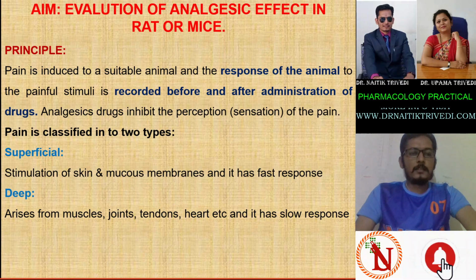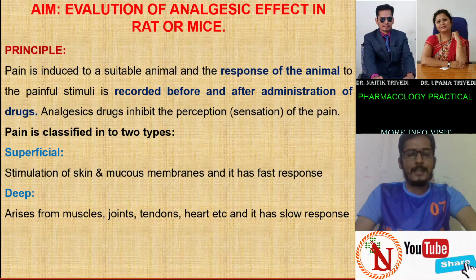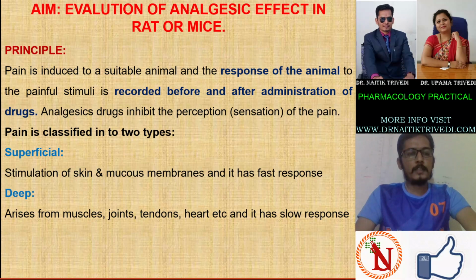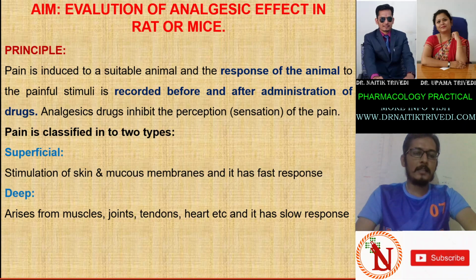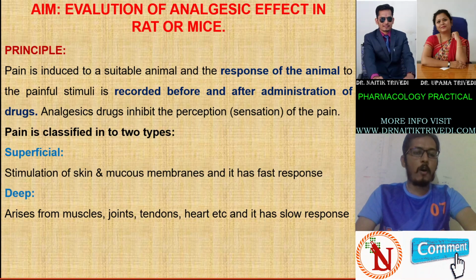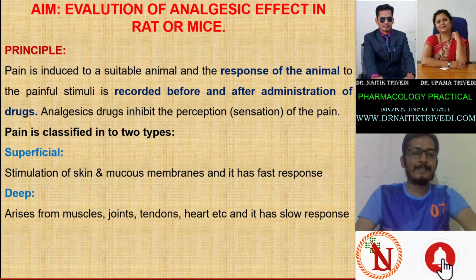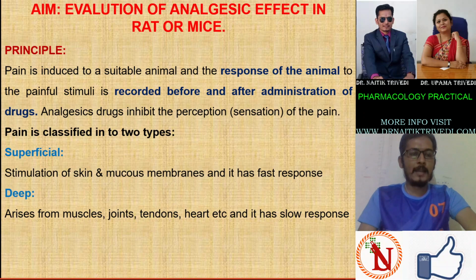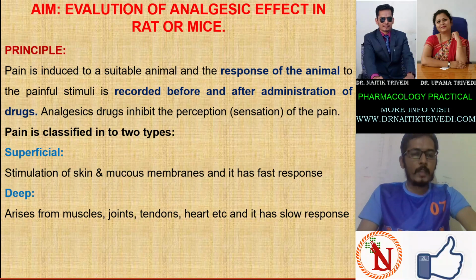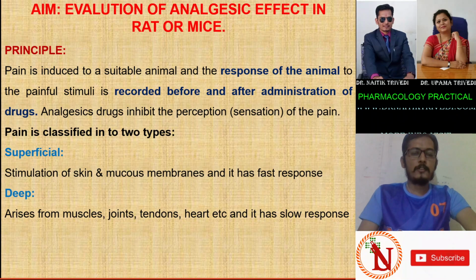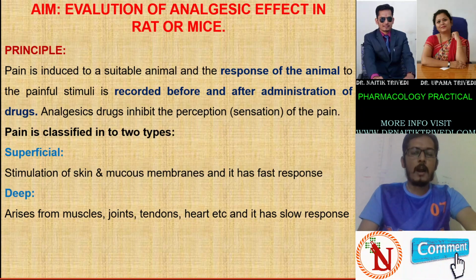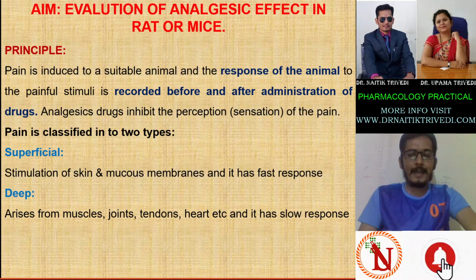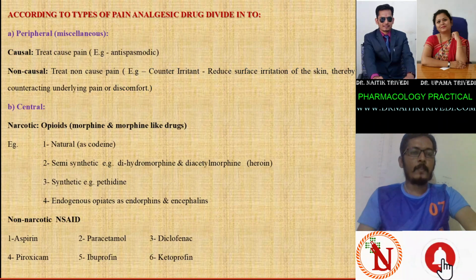Pain is generally classified into two types. First is superficial pain and second is deep pain. In superficial pain, stimulation of skin and mucous membrane is generally observed and it has a fast response. While deep pain arises from the muscles, joints, tendons, heart, etc., and it has a slow response.